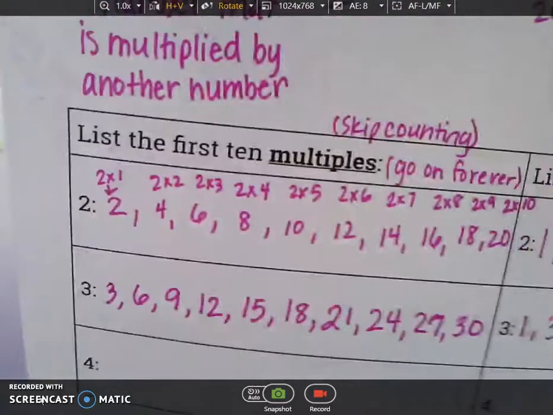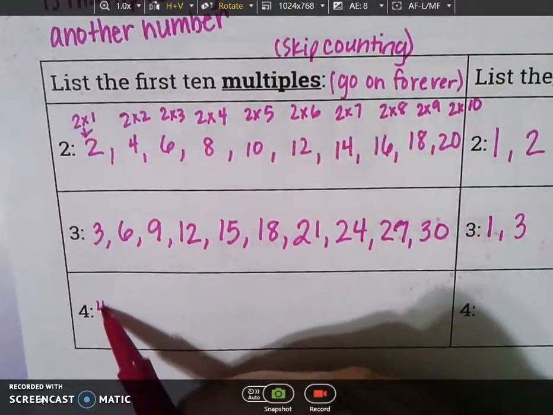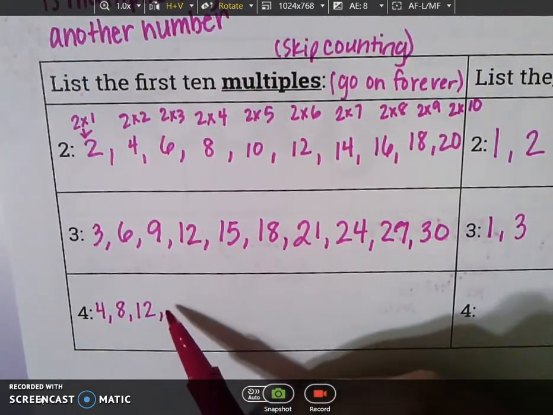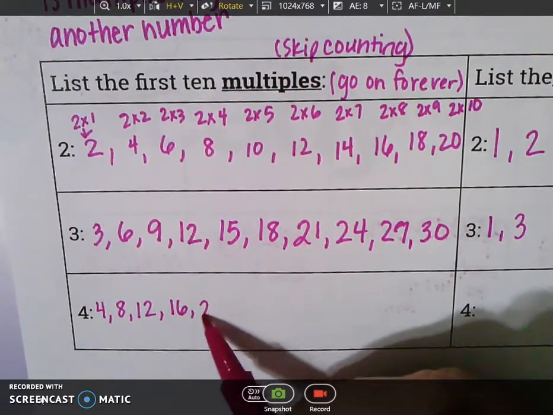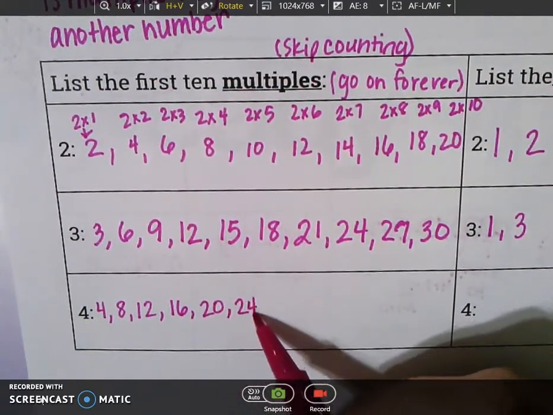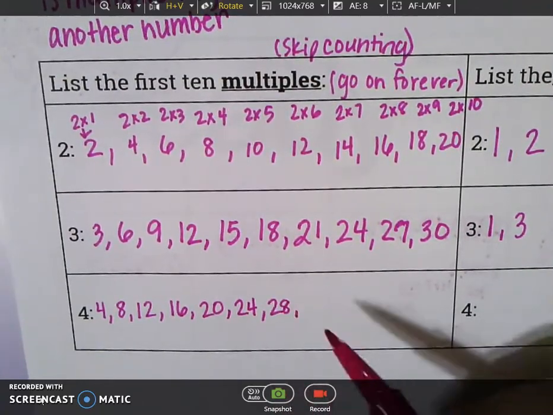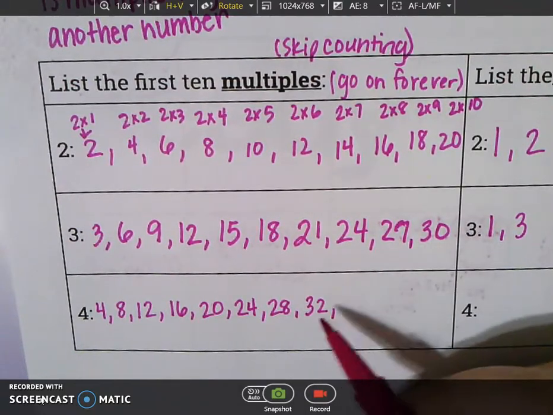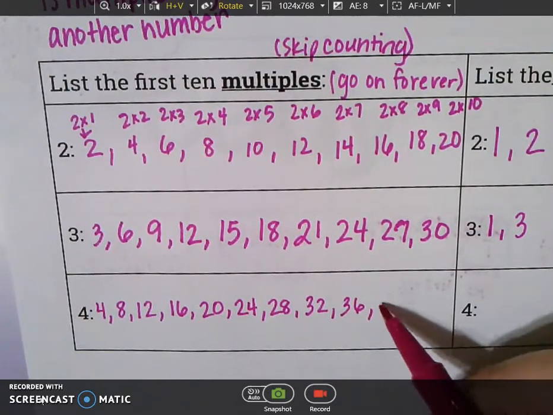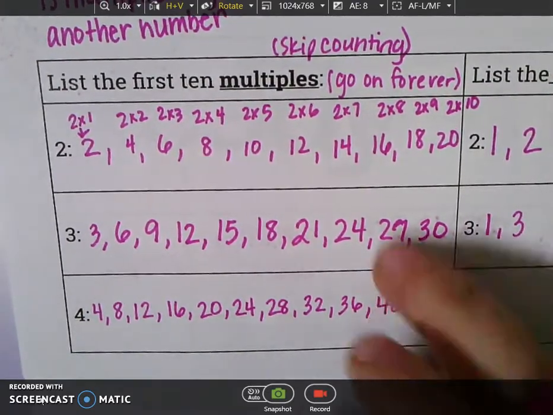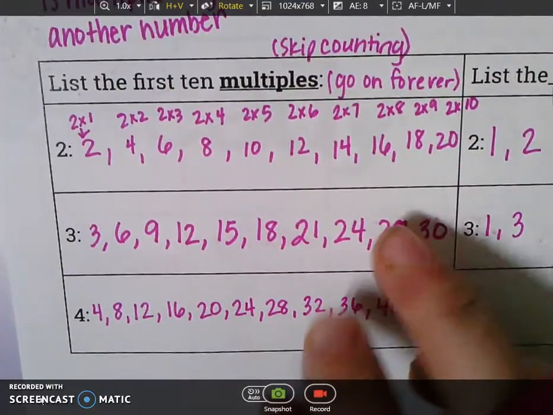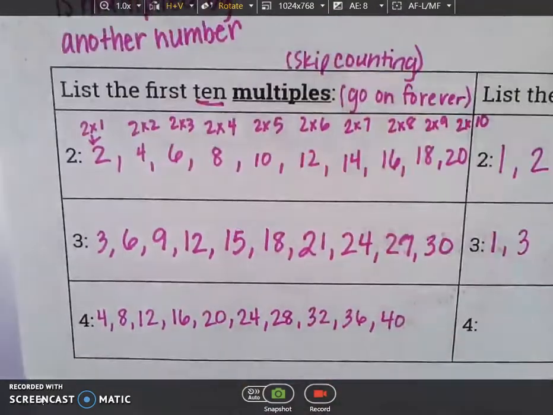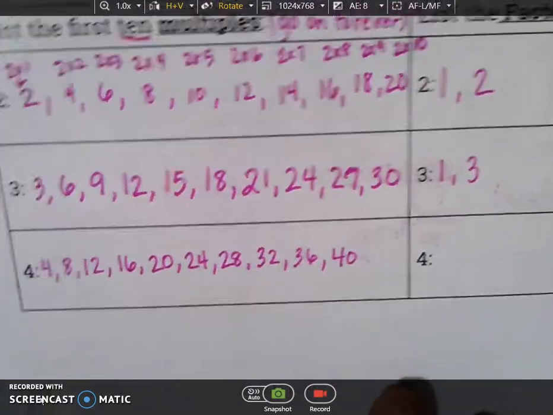And lastly, I'm going to list the multiples of 4. 4 times 1 is 4. 4 times 2 is 8. 4 times 3 is 12. 4 times 4 is 16. 4 times 5 is 20. 4 times 6 is 24. 4 times 7 is 28. 4 times 8 is 32. 4 times 9 is 36. And 4 times 10 is 40. Same thing, I'm just skip counting by 4s. And this could go on forever. I just said I was going to do the first 10 multiples, so each time I just stopped after I got 10 multiples.